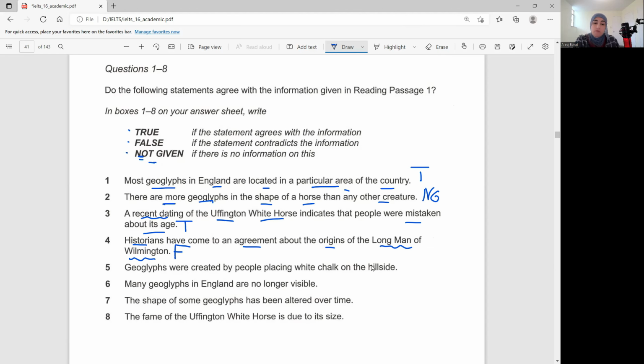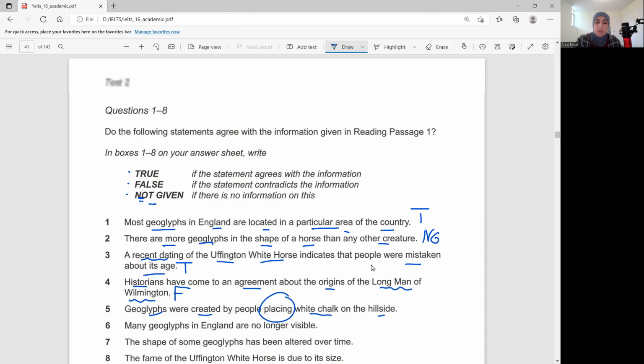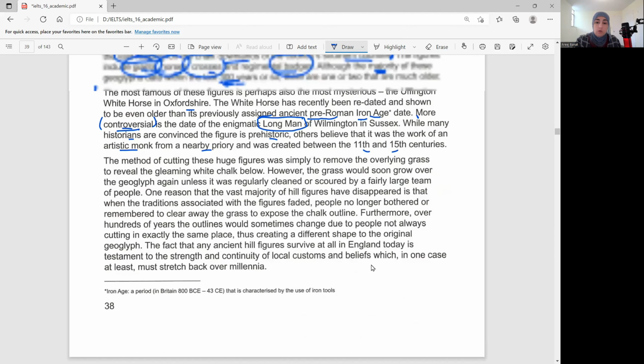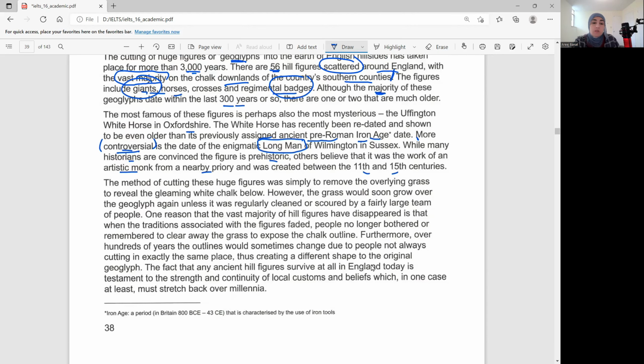All right, number 5, geoglyphs were created by people placing white chalk on the hillside. So they placed white chalk on the hillside. All right, I wonder where the answer is. I go back, I start from wherever I stopped, as you see here. So I'm going to start from this part here.